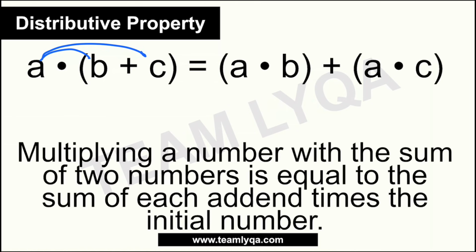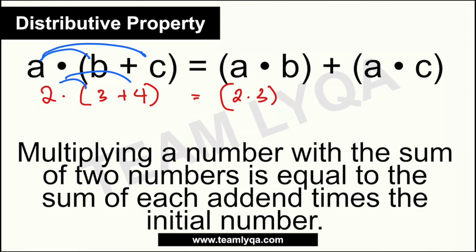Ang definition niya, multiplying a number with the sum of two numbers is equal to the sum of each added times the initial number. So, ibig sabihin nun, again, kung lalagyan natin siya ng value, 2 times, kunyari, 3 plus 4 is equal to, dapat, distribute natin, 2 times 3 plus 2 times 4. Now, i-check natin kung tama tayo dyan.